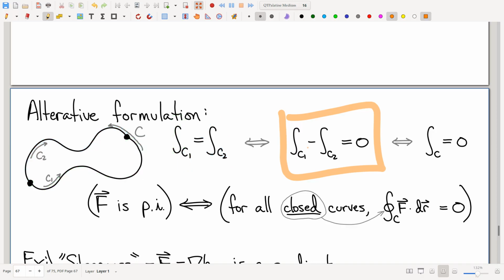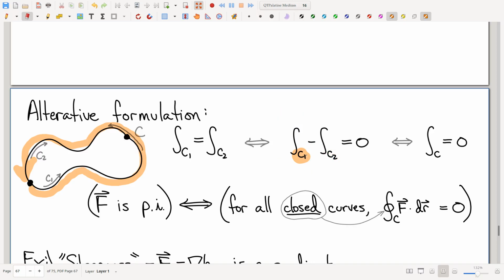This says we're going to go around C1, and then that we are going to continue by going along C2, but backwards. So let me do that again. We're going to start along C1, then we're going to go backwards along C2. And apparently that integral on this sort of combined curve, well, it represents that difference, which we just agreed has to be 0.